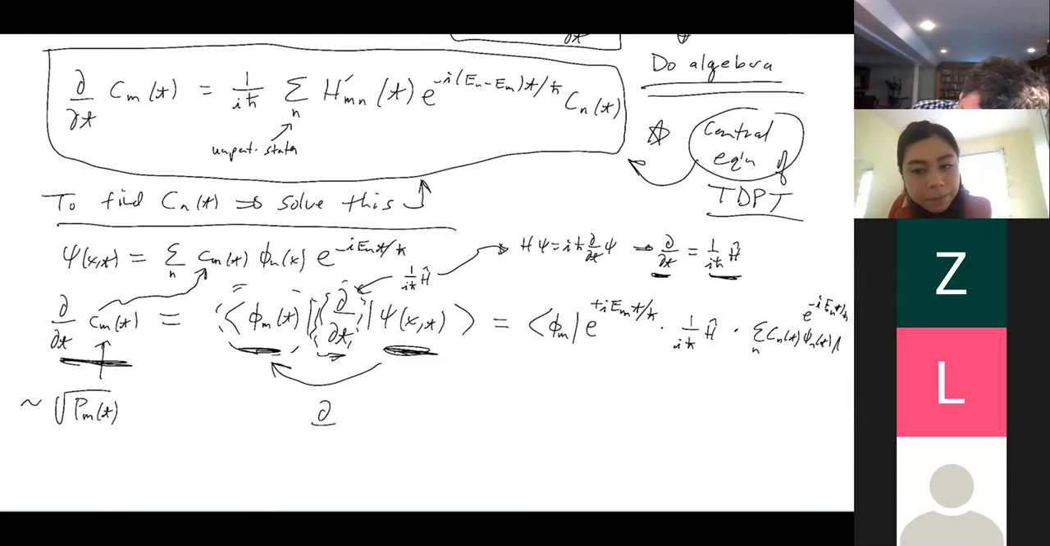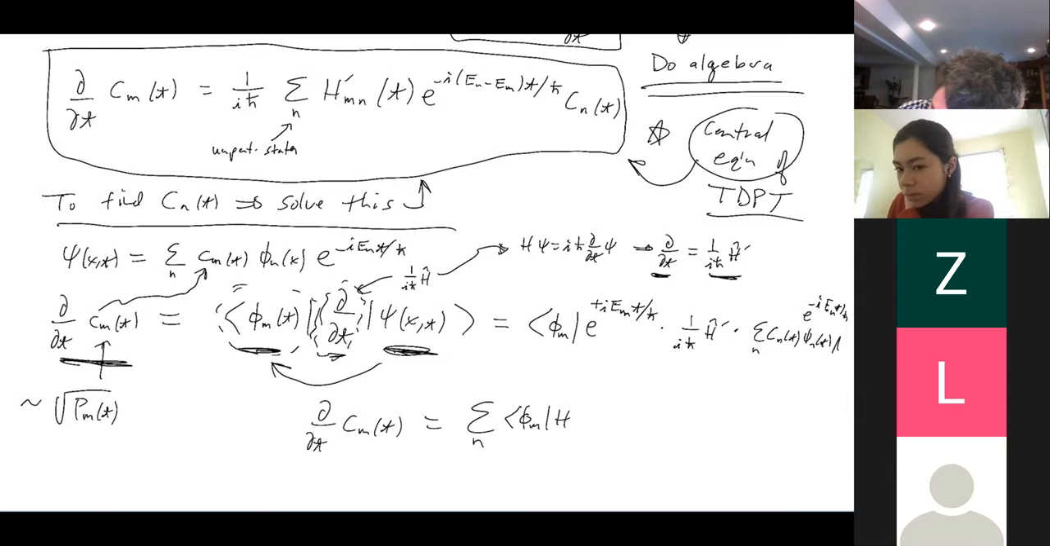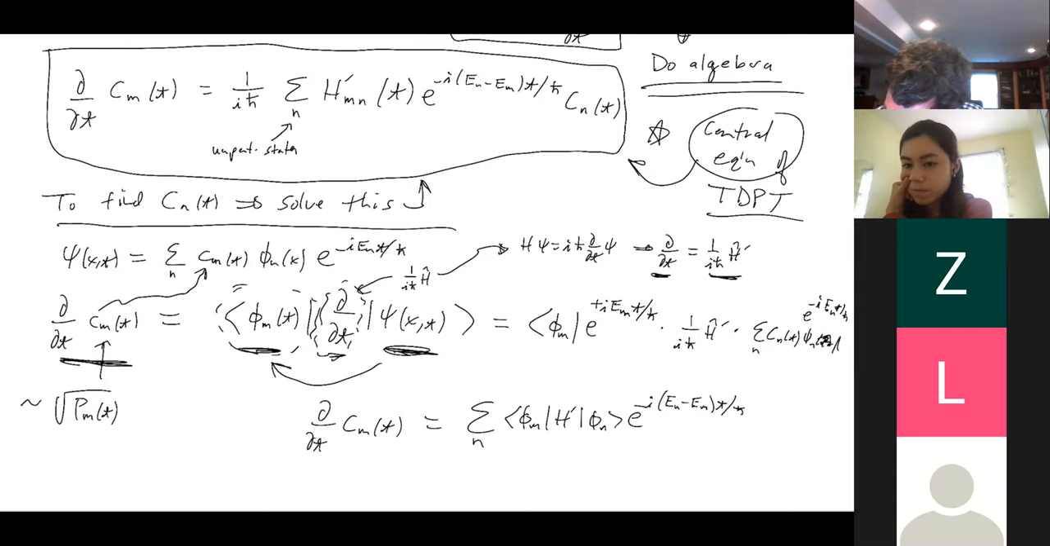d/dt c_m of t is equal to, pull everything out, you have that sum over n, and then you have this phi_m, that's the H prime, phi_n, and then you have e to the negative i (E_n minus E_m) t over h bar, the 1 over i h bar in front, and then the last thing is just this c_n of t. And that's exactly the equation that we derived.